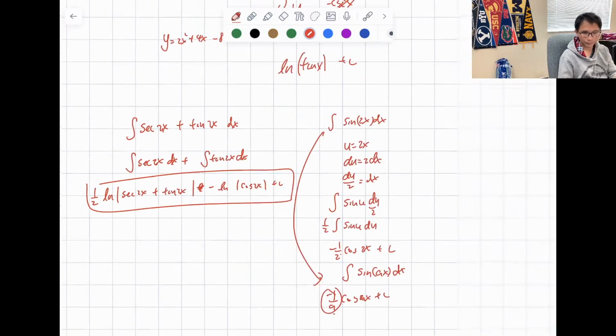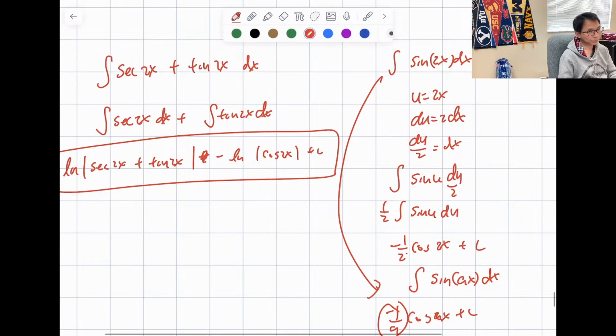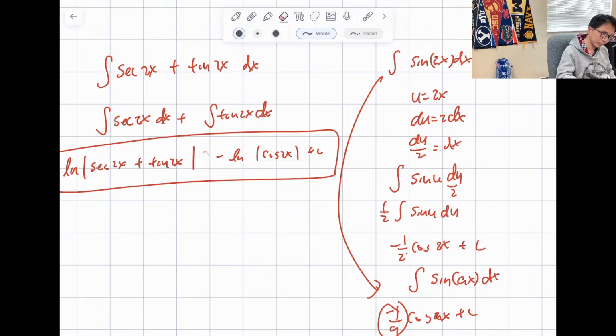Because the integral of tangent is negative ln of cosine. What's before the second ln? Minus ln, or negative cosine.